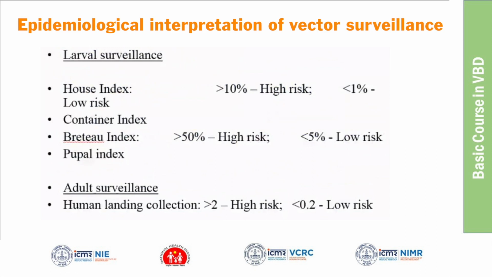Now what is important is whether that area is high risk, low risk or medium risk. Based on the house index, Breteau index and adult surveillance, if your larval survey says that the house index is more than 10, it is high risk. Less than 1 means low risk. Breteau index, if it is more than 50, it is high risk. Less than 5 means low risk. Coming to the adult surveillance, we have only data on human landing collection. Number biting per man, if it is more than 2 during the day, high risk; 0.2, it is low risk.